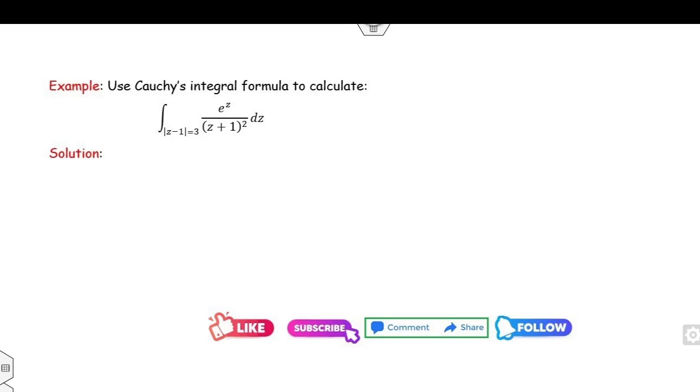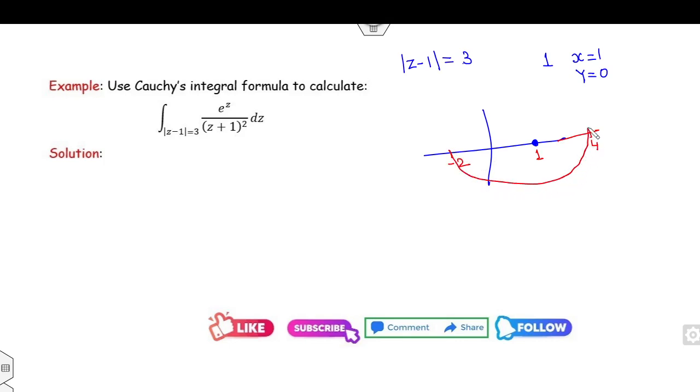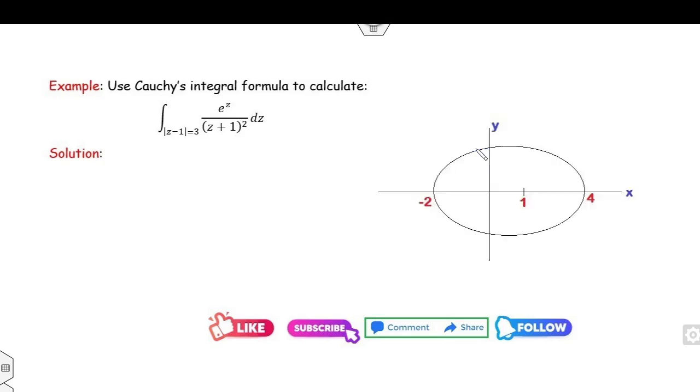Okay, look at this another one. The given circle is |z - 1| = 3. Center is 1. So center is 1. That means x is equal to 1, y is equal to 0. This is x equal to 1, y equal to 0. Radius is 3. So radius is 3. That means this is my 4. This will be my -2. So this is my equation of the circle.